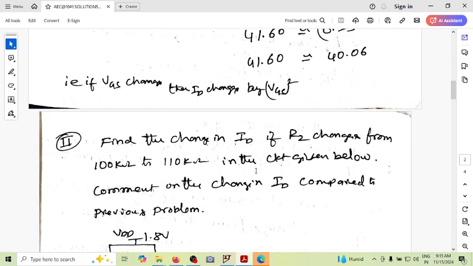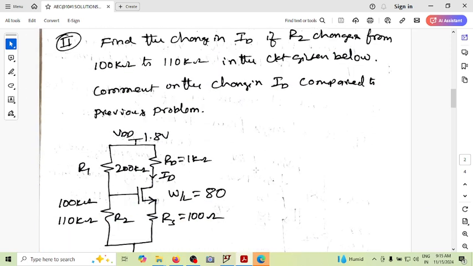And then here you can see we have a similar circuit, except that here we have an RS of 100 ohm. Again we are asked to find the value of change in ID whenever R2 changes from 100k to 110k. It is similar to the previous problem, but the only thing is that there is a source degeneration resistance RS added at the source. So let us see the impact of this RS in the circuit.